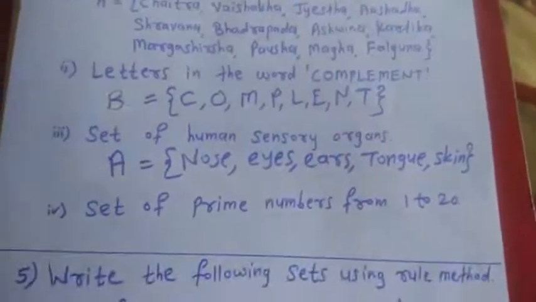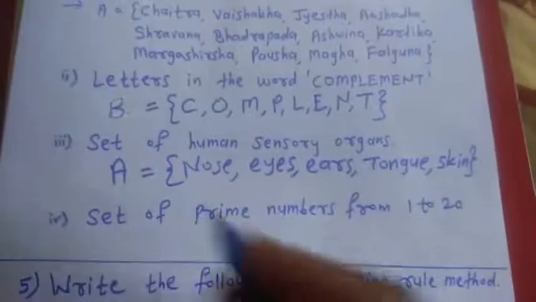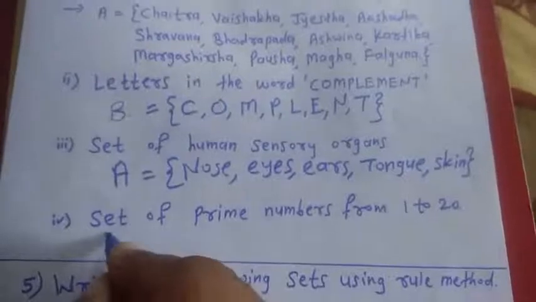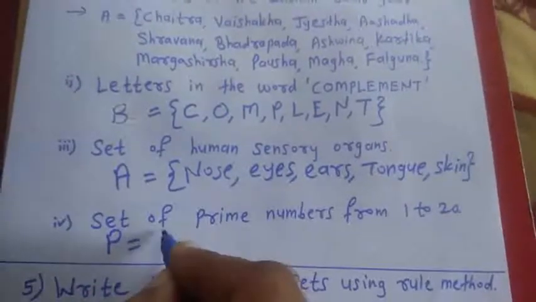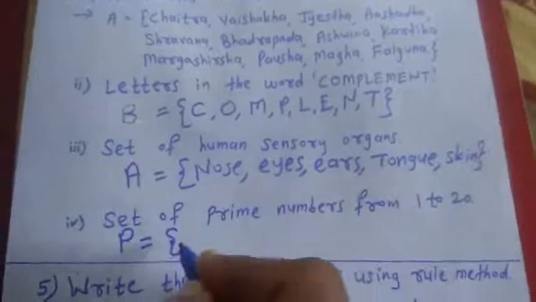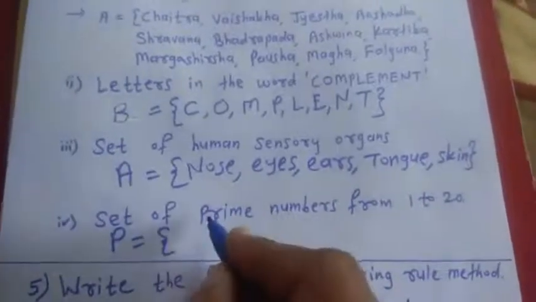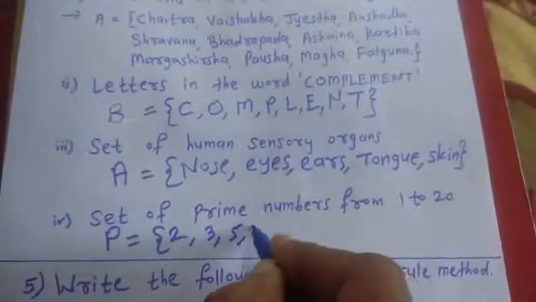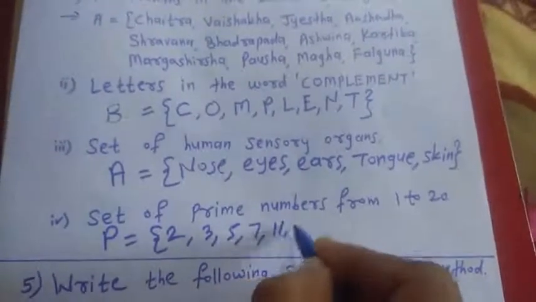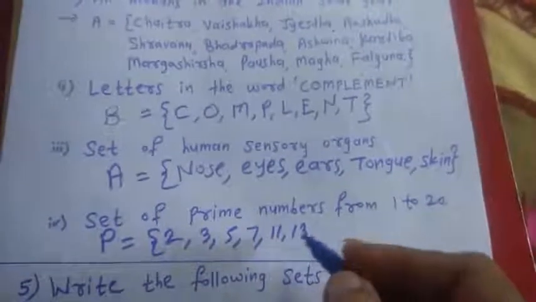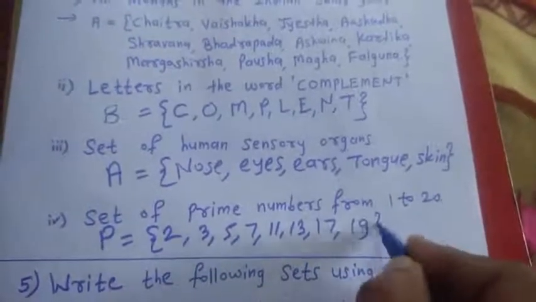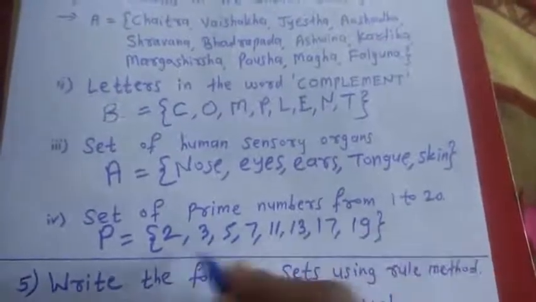Next example, set of prime numbers from 1 to 20. So denote this set by using letter capital P is equal to the set of prime numbers from 1 to 20: 2, 3, 5, 7, 11, 13, 17 and 19. They are the prime numbers from 1 to 20.